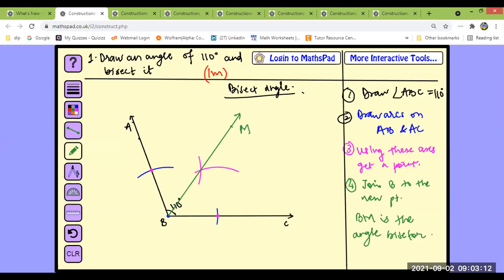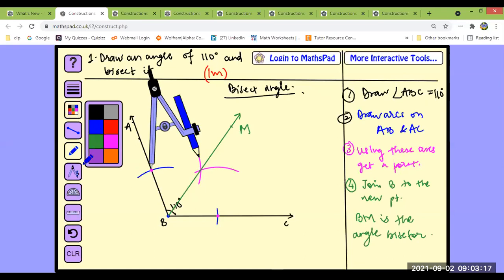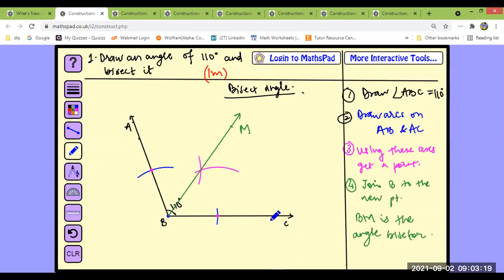Okay, so once again, I will repeat the steps. First step is to draw the base. You draw any random base and then draw an angle ABC, which is of measure 110 degrees. Okay, then you have to draw arcs on both the arms, that is AB and BC. So place the steel point here on B and draw two arcs. Okay, then using the same distance, or you can change the distance, that doesn't matter.